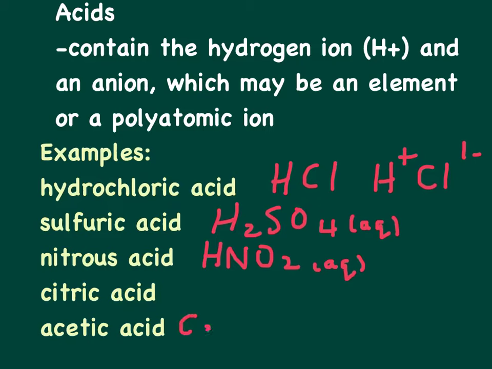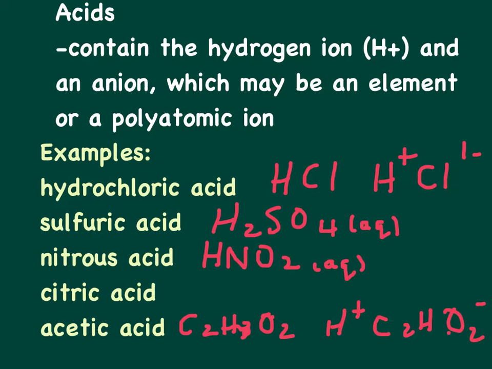I believe it's C2H3O2. Sorry, that's a bit messy. So it's the acetate ion with the hydrogen ion. It looks something like that. I might be messing this up. You crisscross those ions together and you get acetic acid. And acetic acid is just the chemical name for vinegar. So these are some common acids.